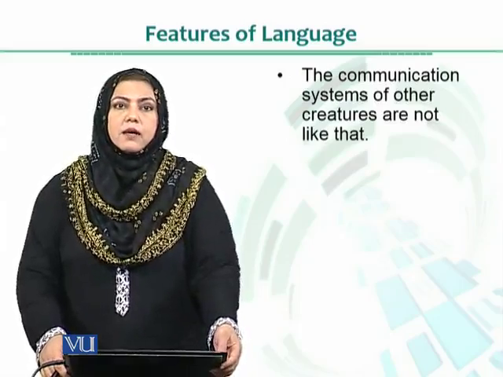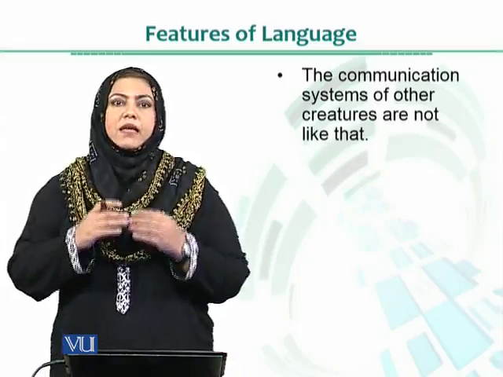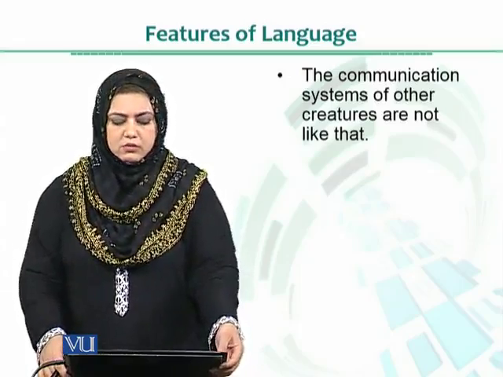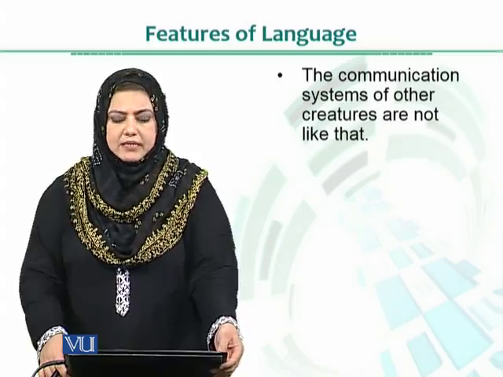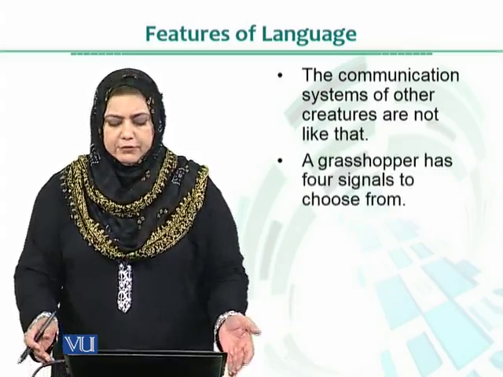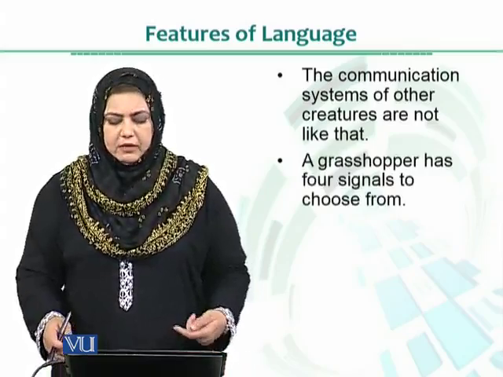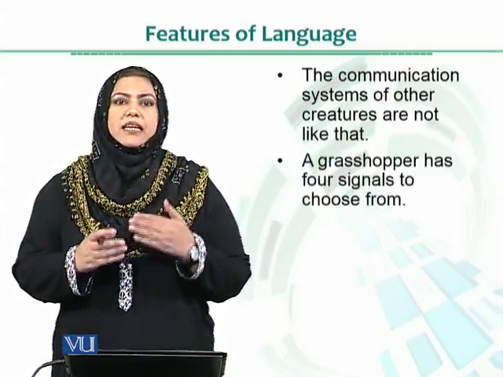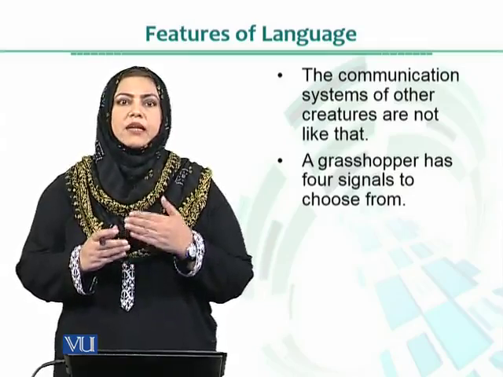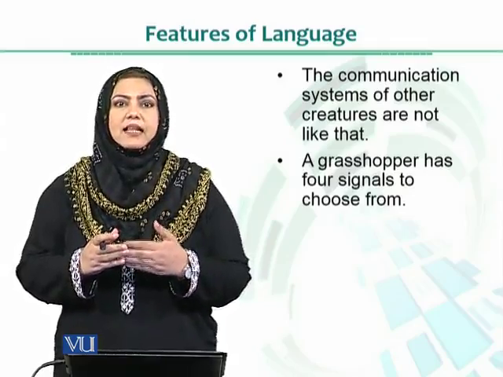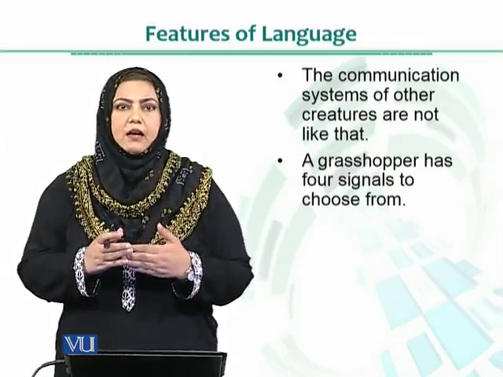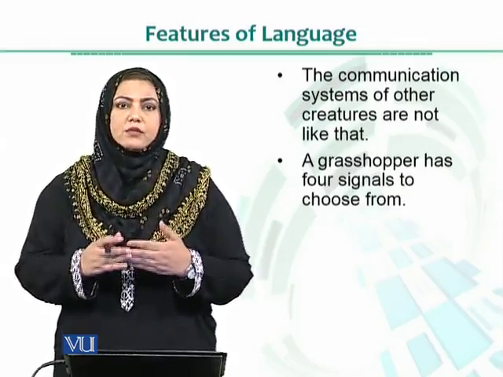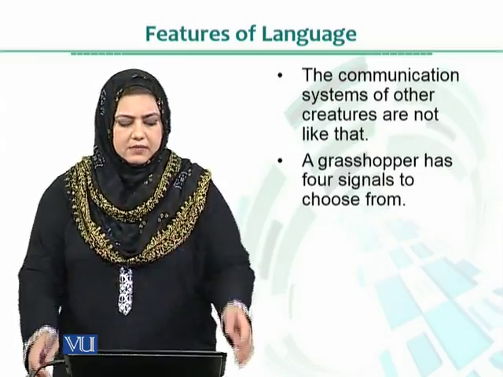And they are capable of conveying only a few meanings or connotations through those particular specified utterances. If you take the example of a grasshopper, it has only 4 signals, where through a particular sound it can tell that it is in danger. Through another sound, it can tell the female grasshopper that I love you. Through another, it can tell I am happy. And yet through another, it can tell I am hungry.